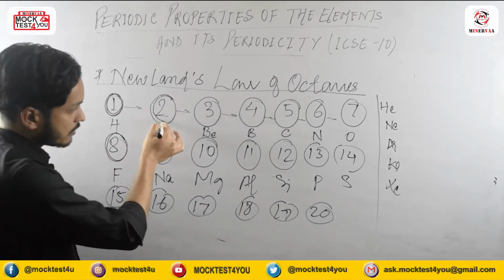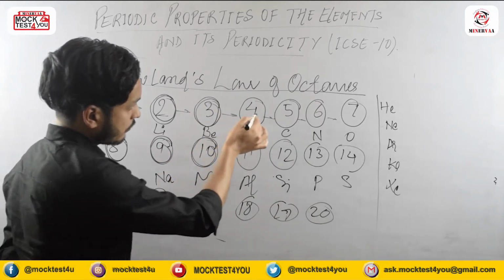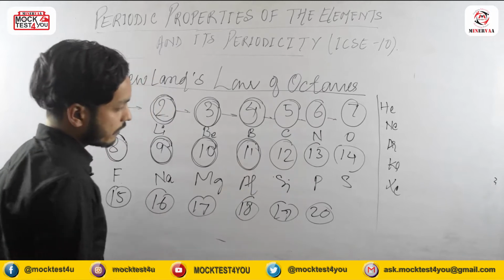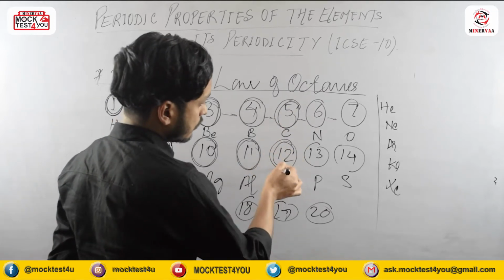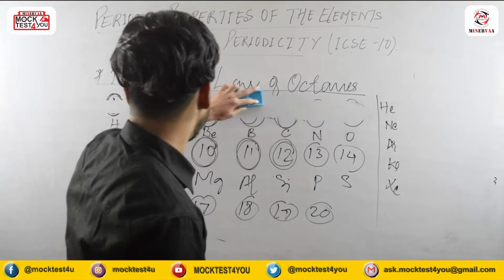For that, we can say for 2 it will be similar to 9, for 3 it will be similar to 10, for 4 it will be similar to 11, for 5 it will be similar to 12, like this. So I am erasing this one. As you can see, now we will see the properties.